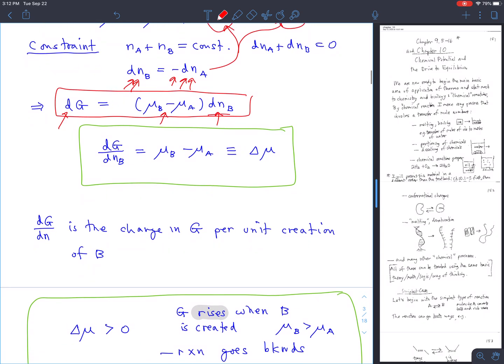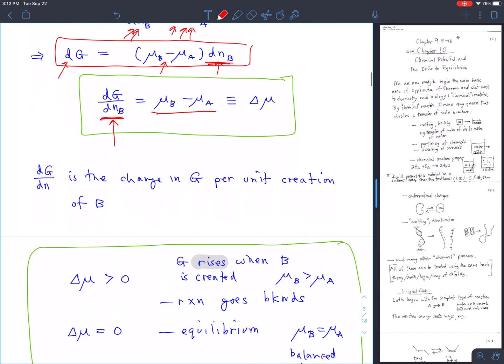And if we divide both sides by this product concentration or product mole number change, then we get that the rate of change of the Gibbs free energy with respect to the mole number changes in B is equal to the difference in the chemical potentials. Well, what is this quantity over here, this derivative of G with respect to mole numbers? It's a driving force, right? It's the driving force for the chemical reaction.